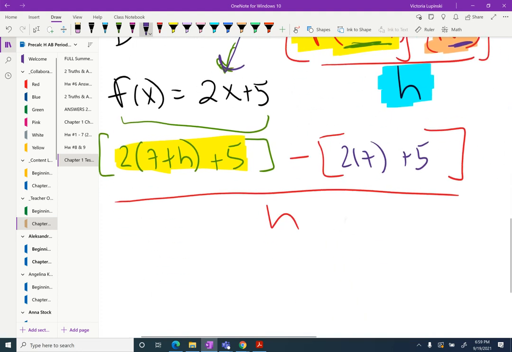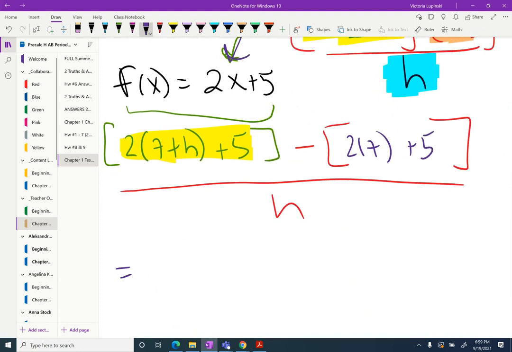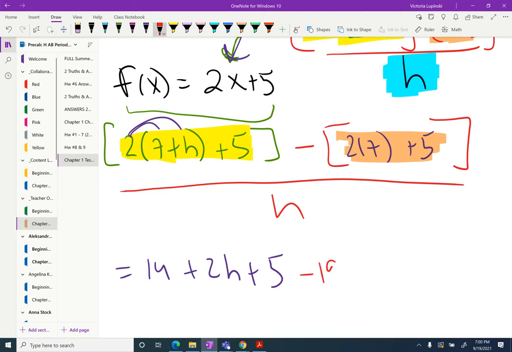Okay. So then I'm going to go ahead and try to calculate this. I'm going to distribute this too. So that's going to give me 14 plus 2h plus 5. When you're subtracting a number, I think it's easiest to calculate the number first and then subtract it. You could distribute if you want to, but I actually think this is easier. So 2 times 7 is 14, plus 5 is 19. So this is going to become minus 19, all over h.